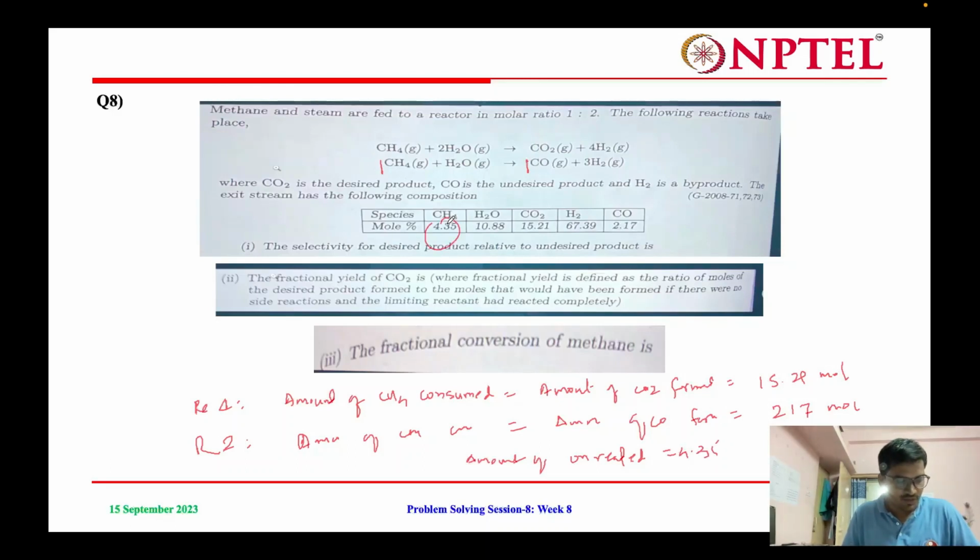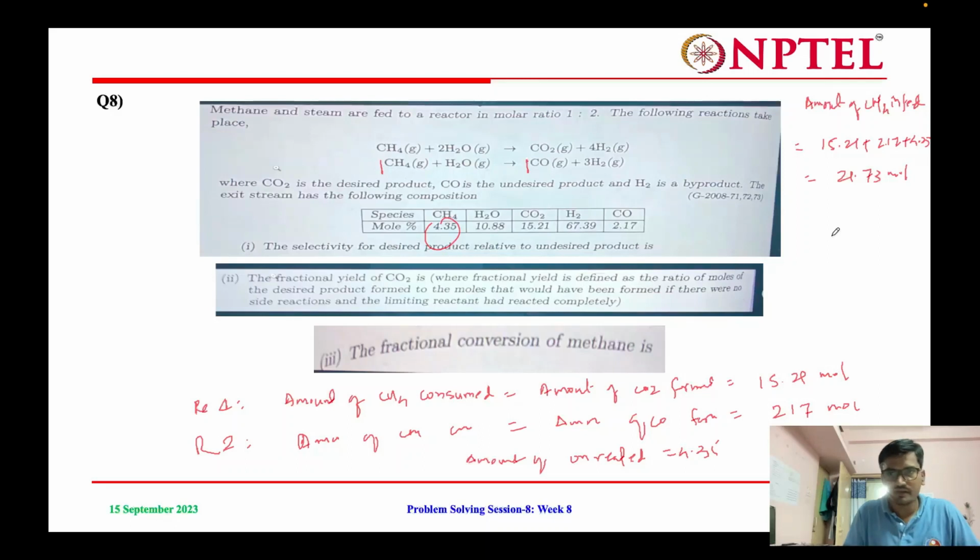Now the amount of CH4 in the feed equals 15.21 plus 2.17 plus 4.35, which equals 21.73. So if there were no side reaction and CH4 had reacted completely, we could have got 21.73 mole of CO2.